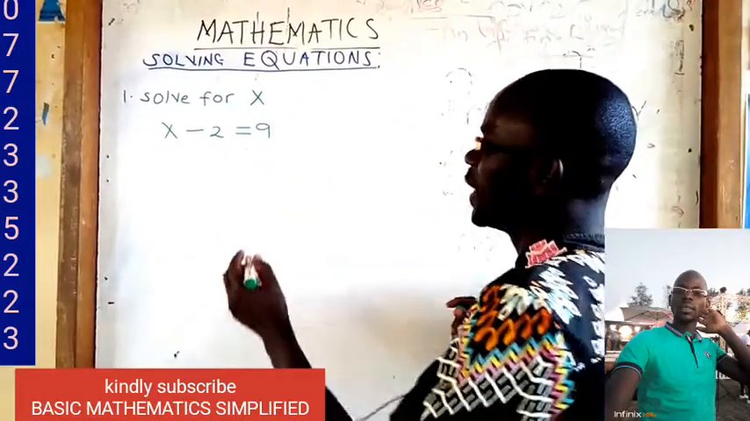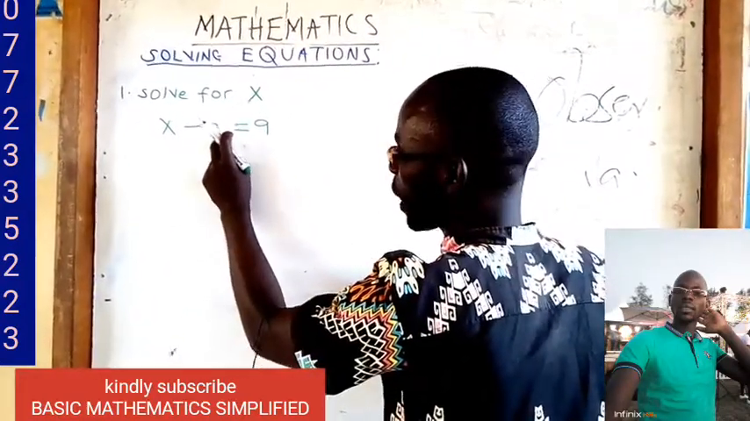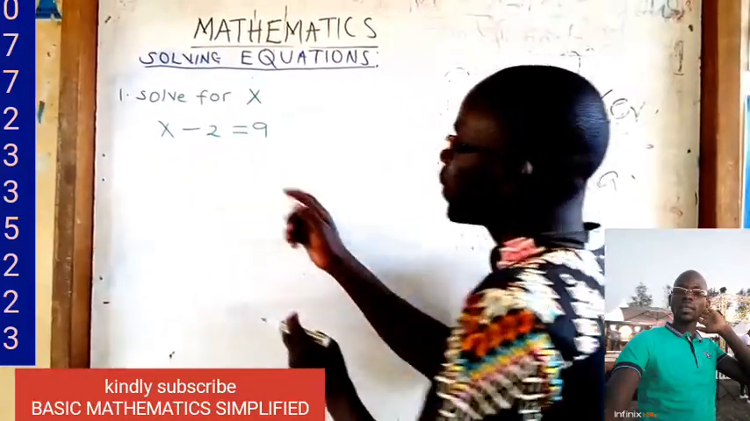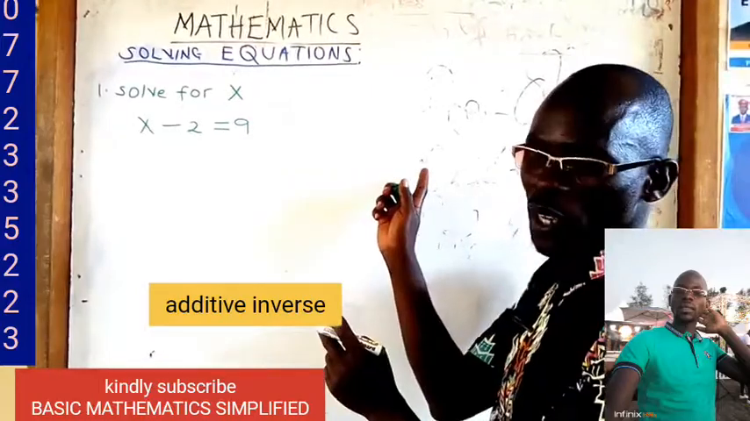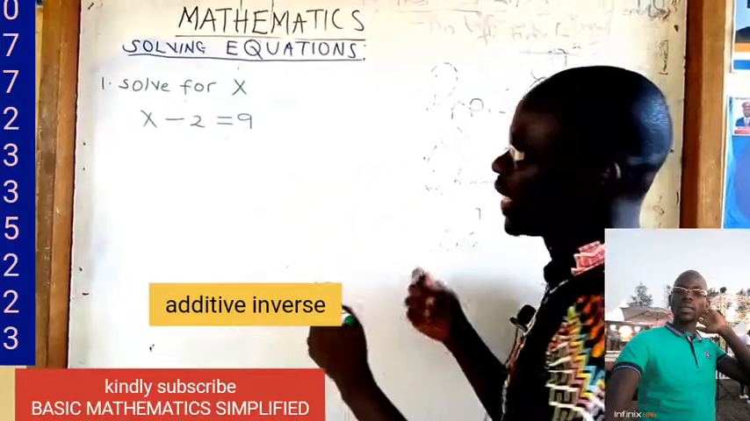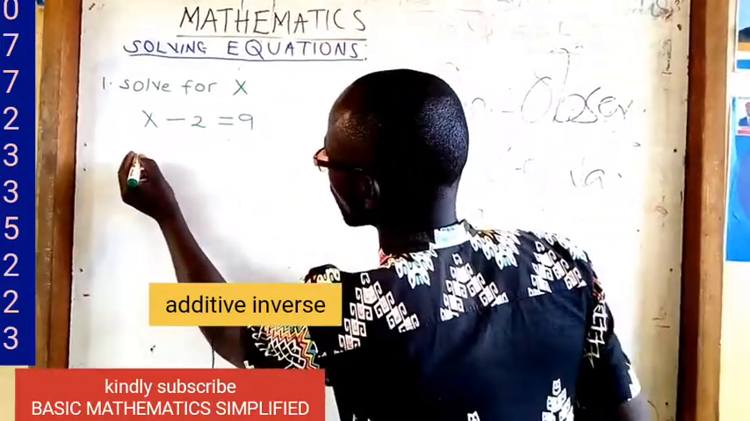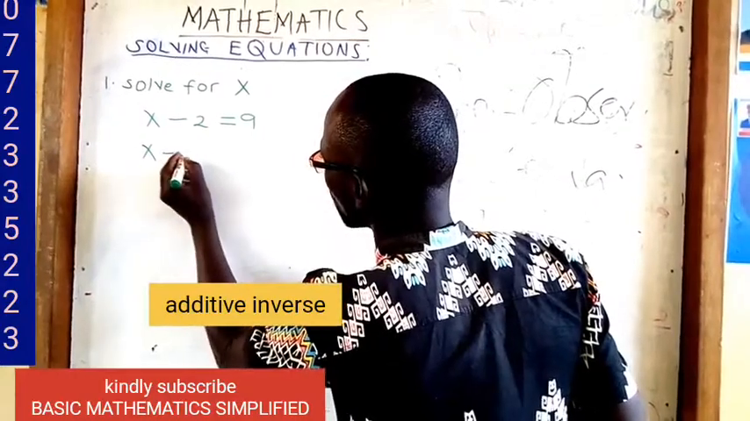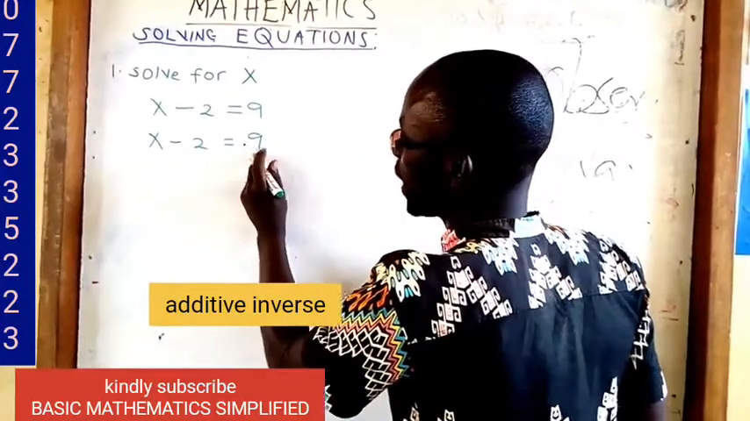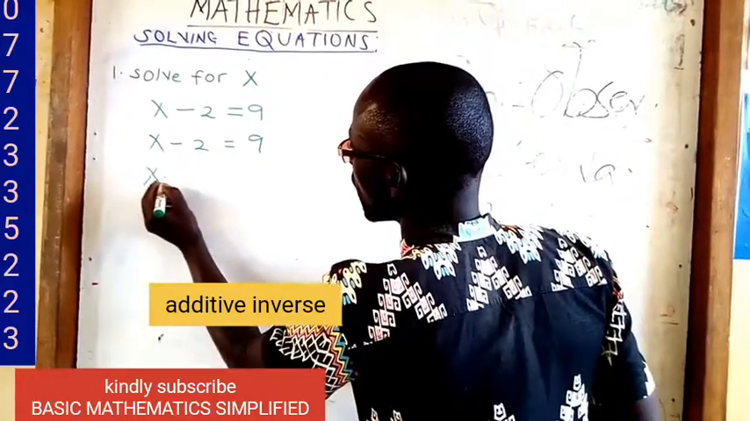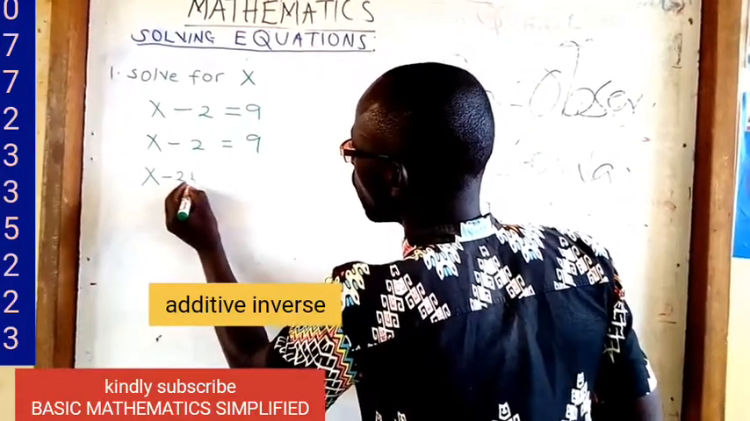So when we are dealing with this, we collect like terms at this point. But this time, the like term we are collecting is moving to the other side of the equal sign. So we shall bring what we call the additive inverse of the integer. So we shall have x. We first of all write the equation just as it is, x minus 2 equals 9. Then you collect like terms by saying x minus 2 plus 2.